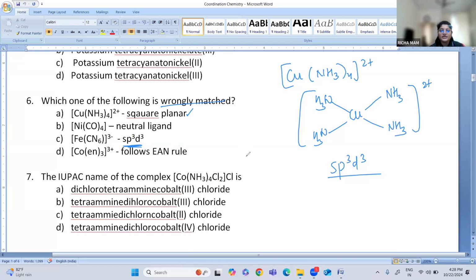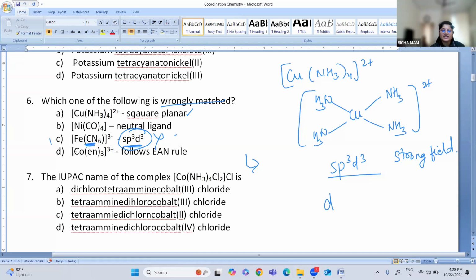When you have an octahedral complex, it will follow two types, inner orbital complex or outer orbital complex, depending upon the type of ligand. So let us see, the ligand is cyano. Cyano is a strong field ligand. When you have a strong field ligand, what will it do? It will use the inner d orbitals and form d2sp3, and this is sp3d2. So when you have a strong field ligand, this is wrong. Option C is wrong.